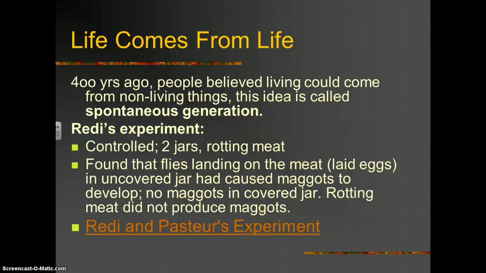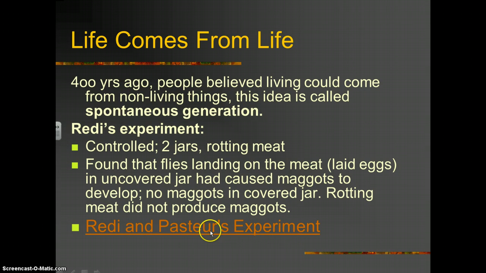And so the same thing would occur if they had rotting meat out. So they would see maggots on it, and so they thought that the meat produced the maggots. And so there were some very influential scientists at this time. Francesco Redi did an experiment to help disprove this idea, and the idea was spontaneous generation. So they thought that living things, life, could just spontaneously generate from non-living things. Okay, and so here Francesco Redi does an experiment, and you probably have read about it.